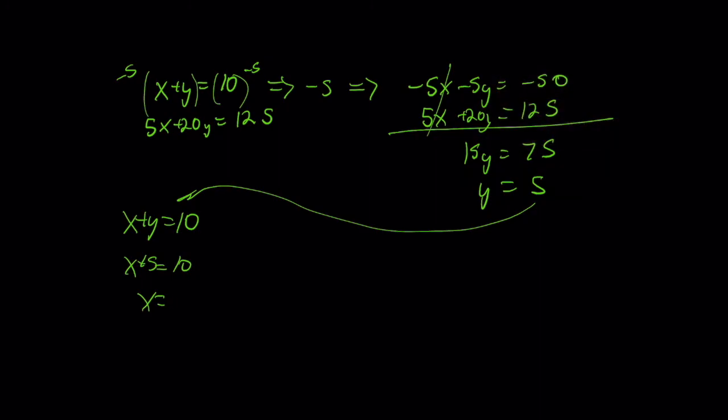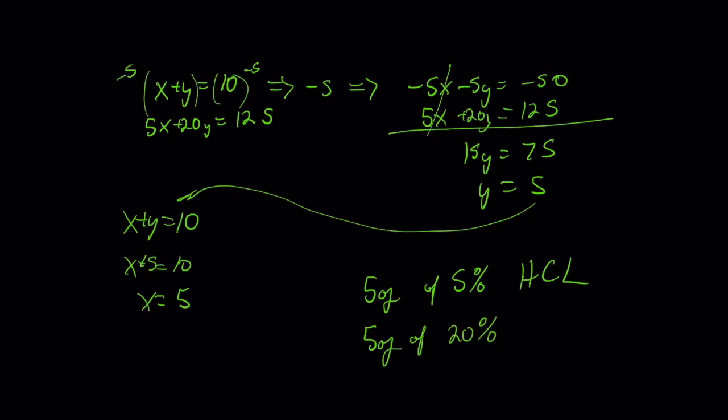So what does that tell me? Well, that tells me I need 5 ounces of 5% hydrochloric acid and 5 ounces of 20% hydrochloric acid. Oh, I'm really proud of myself for remembering that. See, even if I can't subtract 5 from 10, I remember the notation for HCl.